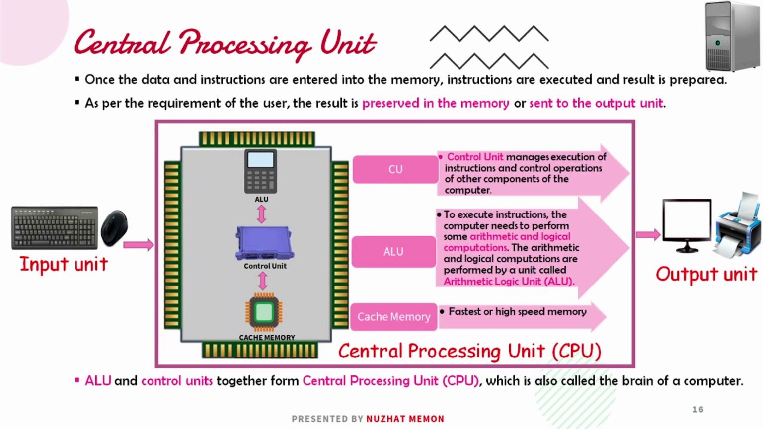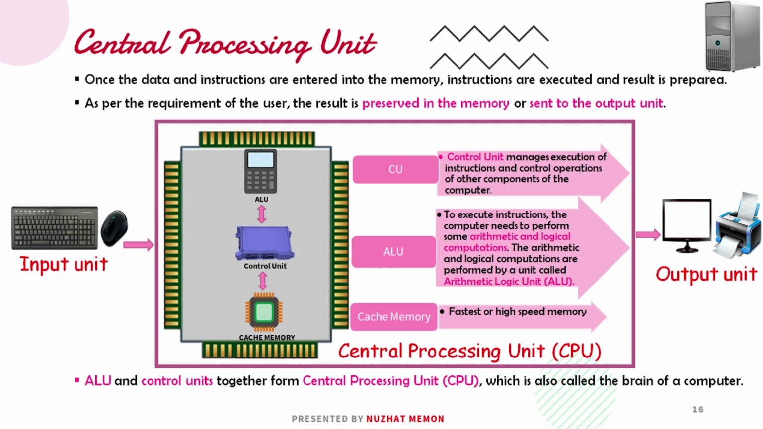Here we will see the CPU. As we all know, the CPU is the brain of the computer. So all the data processing and important functions are performed by the CPU. As shown in the diagram, input is given to the CPU through an input device. As you can see here, the CPU consists of three units: the CU, or control unit, the ALU, arithmetic logic unit, and the memory unit.